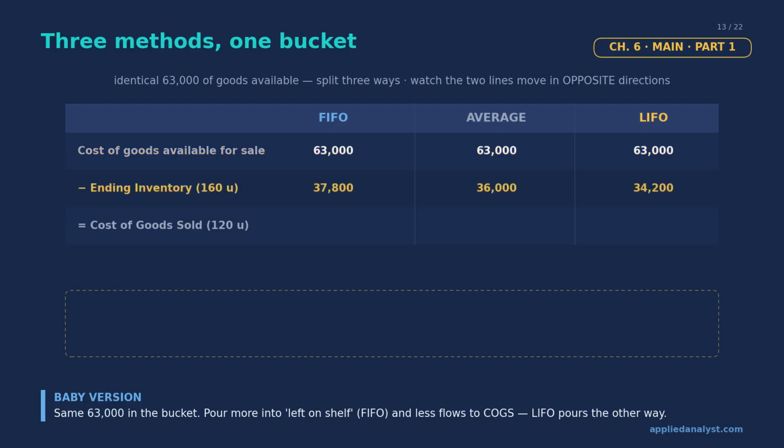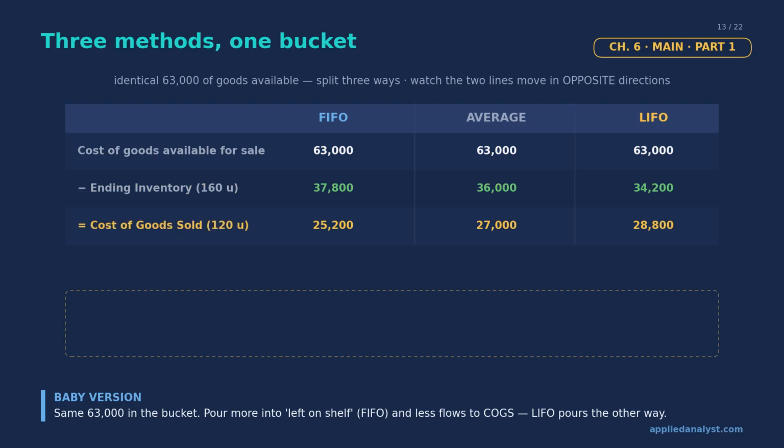Ending inventory, FIFO 37,800. Average comes in at 36,000. And LIFO 34,200. Cost of goods sold, FIFO 25,200. Average lands at 27,000 and LIFO 28,800.